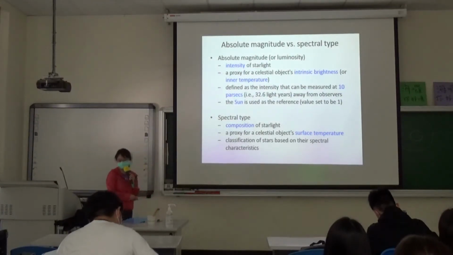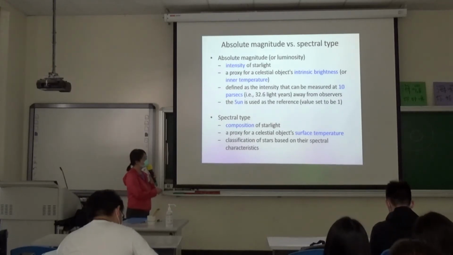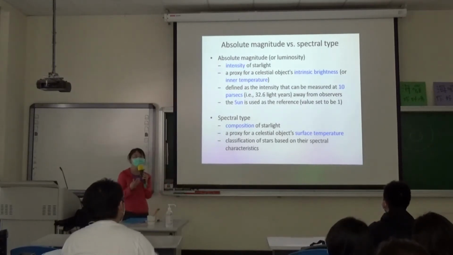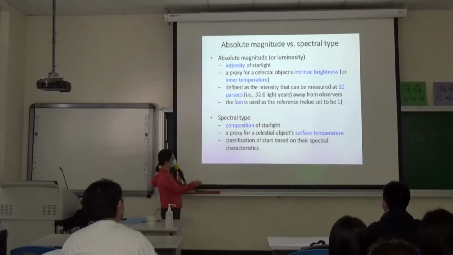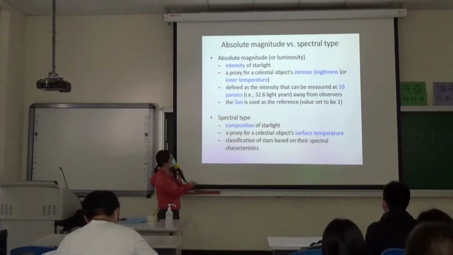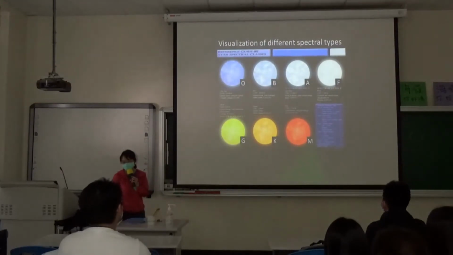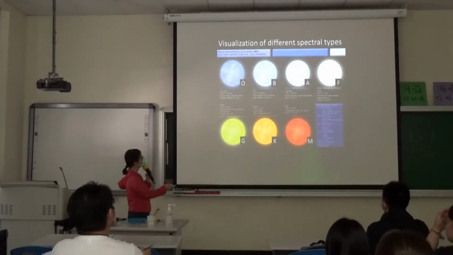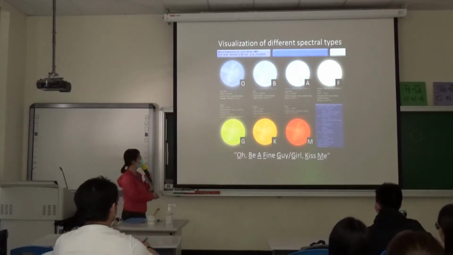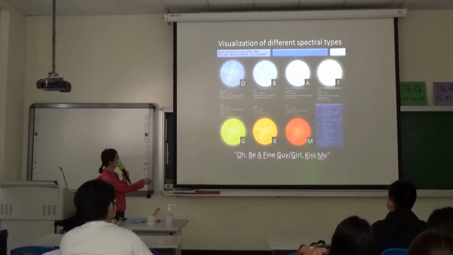And spectral type is the composition of the starlight. And it's a proxy. Proxy means approximation, 就是一个代理指标，不是真正的测量. It's a proxy for a celestial object's surface temperature. And it's a classification of stars based on their spectral characteristics. So these are the spectral types. So O, B, A, F, G, K, M with different colors. And there's a saying, oh, be a fine girl, kiss me. Oh, be a fine girl, kiss me.